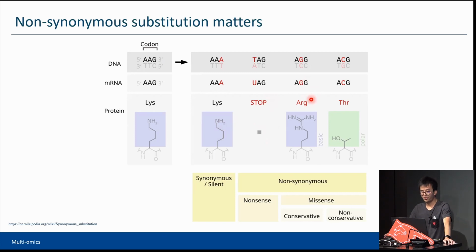So for standard shotgun proteomics data analysis pipelines, usually we only identify peptides that are encoded in the reference genome. So in some situations, for example, for some researchers studying cancers, maybe for them it's desirable to identify peptides resulting from the non-synonymous variations as well.